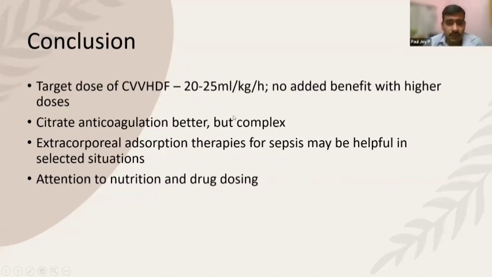Now, the target dose of CRRT is around 20 to 25 ml per kg per hour, and there is no demonstrated additional benefit of higher doses. Citrate anticoagulation is preferred where filters are available, but it requires frequent monitoring of various blood parameters. Now, extracorporeal adsorption therapies for sepsis may be helpful in selected situations, and special attention has to be given to nutrition and drug dosing. Thank you.